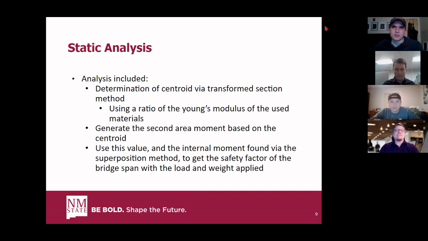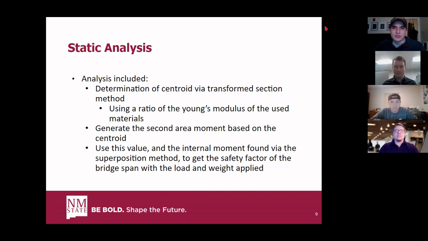That script itself was based on the fact that this bridge has a bit of an odd construction, given that it's made of multiple components. When you use different materials, you would need to find a way to relate them to one another to do the stress analysis. And to do that, we use the transformed section method. This method basically uses the Young's modulus of the two materials used to come up with a ratio. And you apply that ratio to the moment of area of one of the two objects so that you're able to get it in terms of the other.